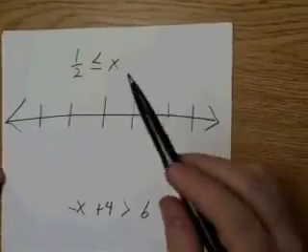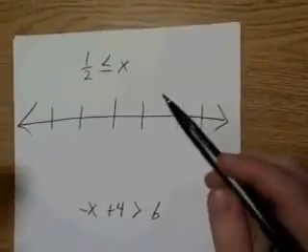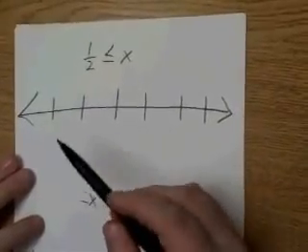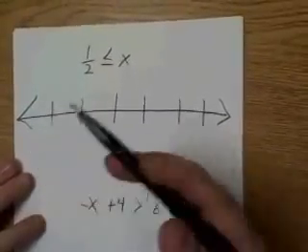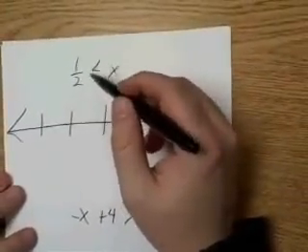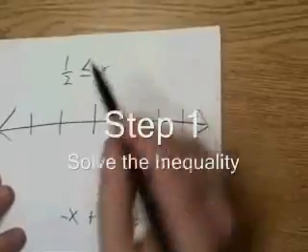Today we're working on graphing inequalities. The first thing you have to do is solve the inequality, then we're going to graph it on a number line. We're not doing the full line yet. This is half of that process. In this case, we already have 1/2 is less than or equal to x.